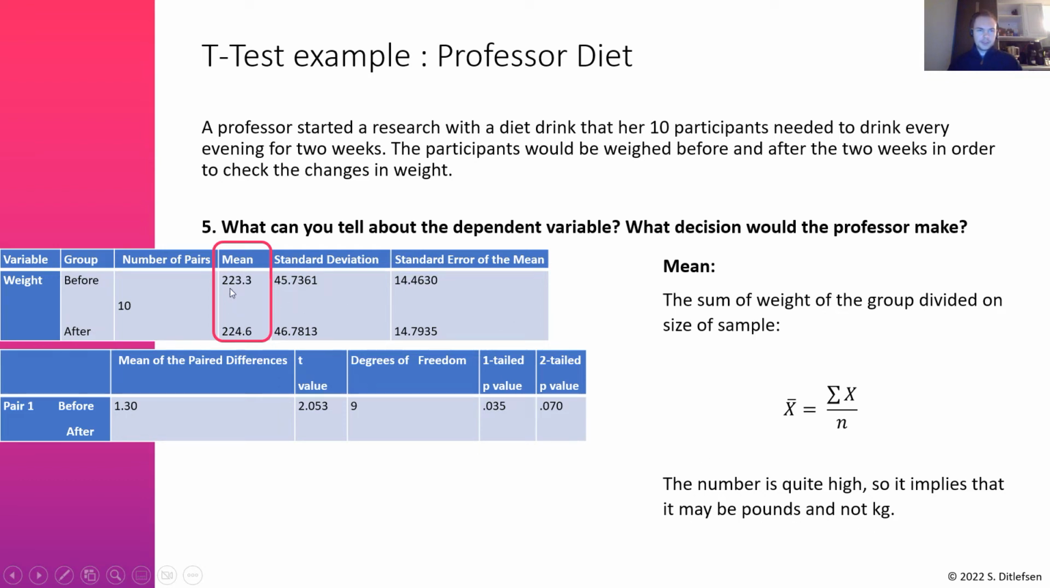And we see that the difference between before and after is not very high, it's almost the same. 223, 224 is almost the same number. Not much big difference. So the weight of the 10 people before and after, the difference is only 1 pound.